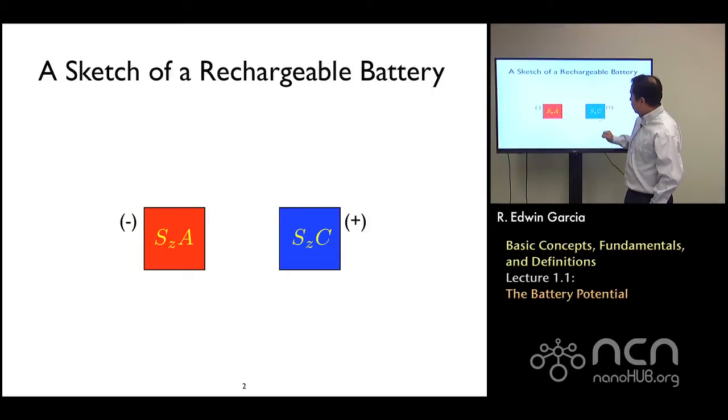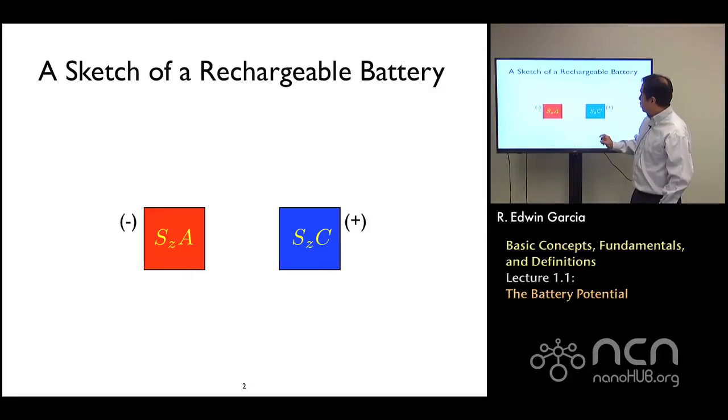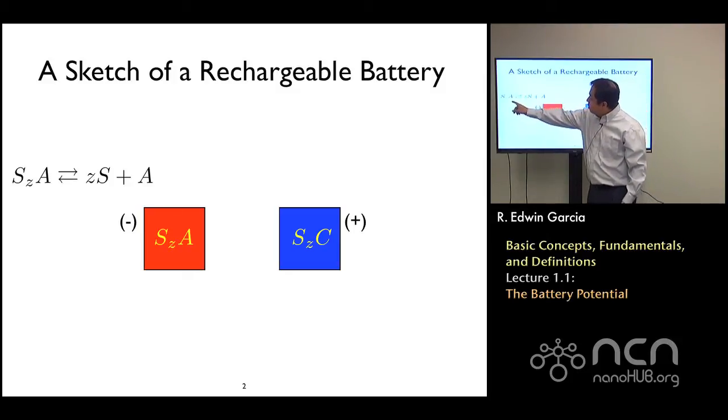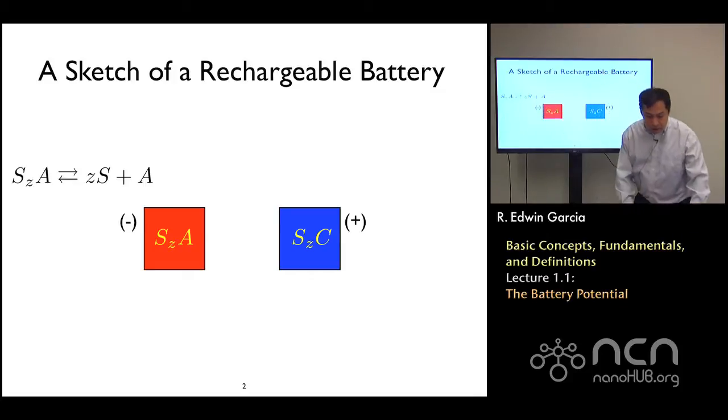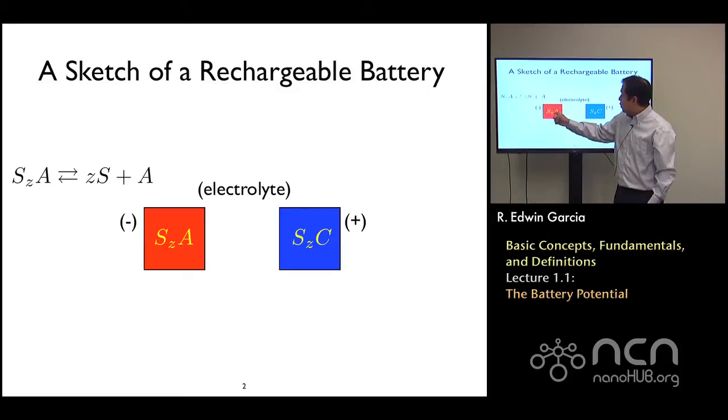In order to make it a battery, this species S will be transferred from the red phase to the blue phase through some intervening medium. This will occur through some general reaction, where the phase will exude Z of those S atoms out of the host lattice A, and that will happen through some intervening medium, some electrolyte that will allow you to actually diffuse that material from A to C.